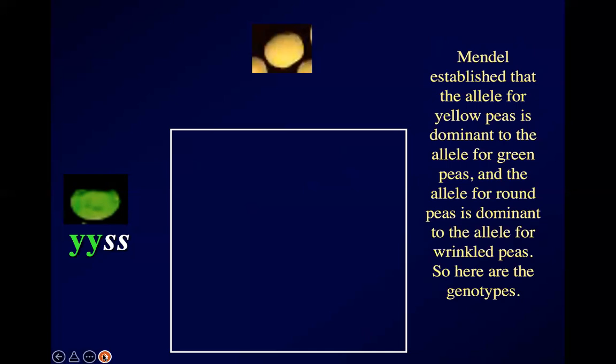So the genotypes we're going to cross look like this. The yellow smooth parent is homozygous for the dominant yellow allele for pea color. So we write that as capital Y, capital Y. And it's homozygous dominant for the smooth pea shape allele. And we write that as capital S, capital S. The other parent is homozygous recessive for both green pea color and wrinkled pea shape. And we write that as little y, little y, little s, little s.